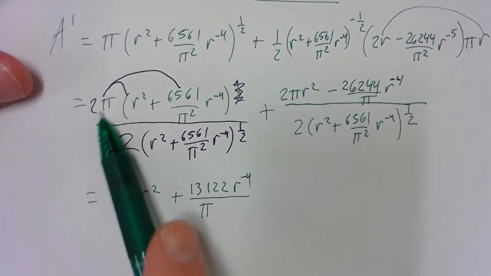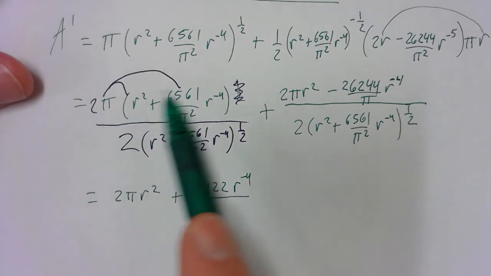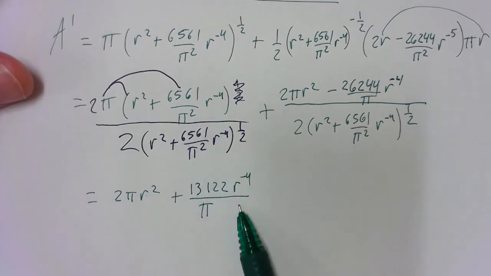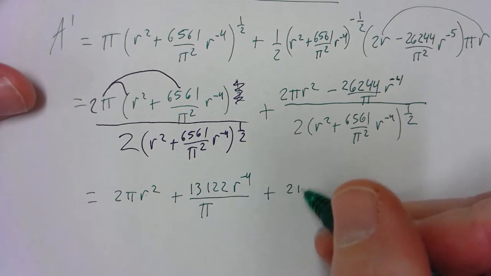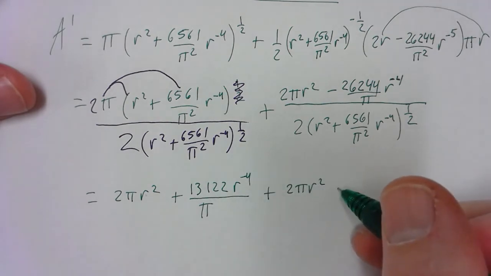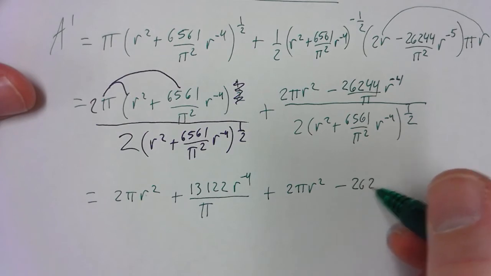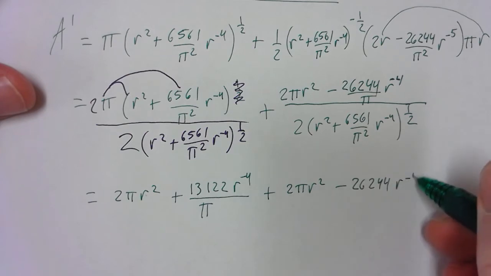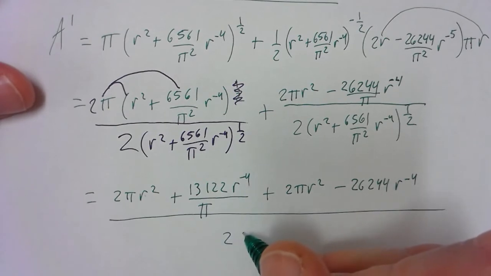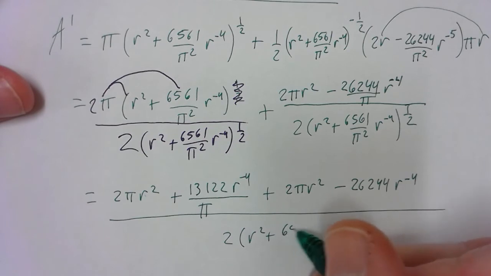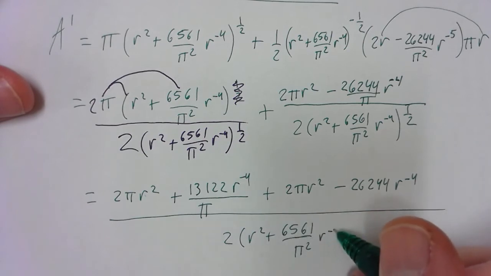So this times this is this, this times this, that doubled, the pi's cancel, I got this, plus common denominator, 2 pi r squared minus 26,244 r to the negative 4, all over the common denominator, 2 r squared plus 6561 pi squared r to the negative 4 to the 1/2 power.